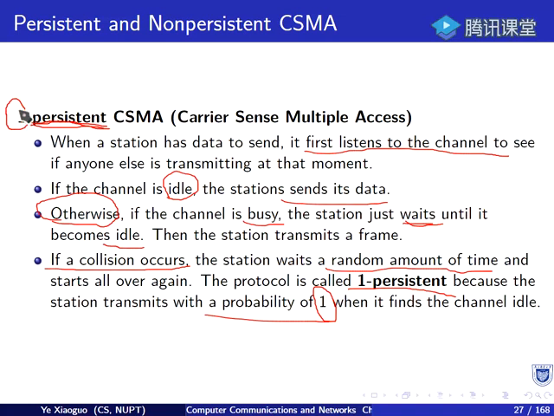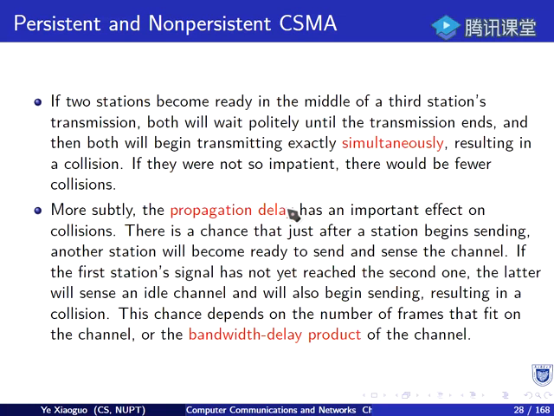Okay, if it is not one, but p-persistent, what's the meaning? If two stations become ready in the middle of a third station's transmission, both will wait politely until the transmission ends, and then both will begin transmitting exactly simultaneously, right? That is an assumption. If two stations become ready in the middle of the third station's transmission, then both of them wait politely until the transmission ends.